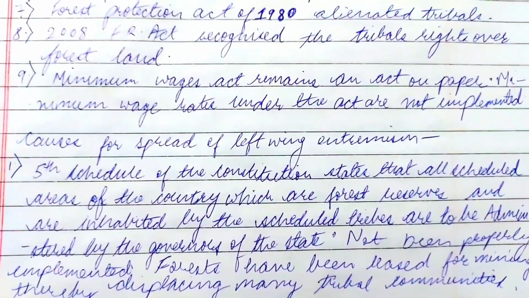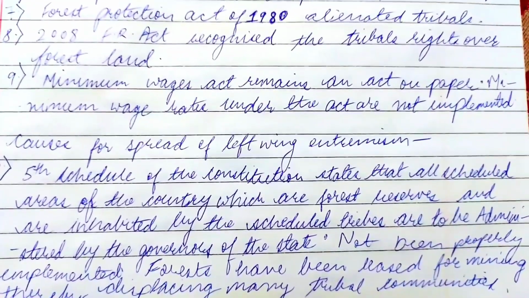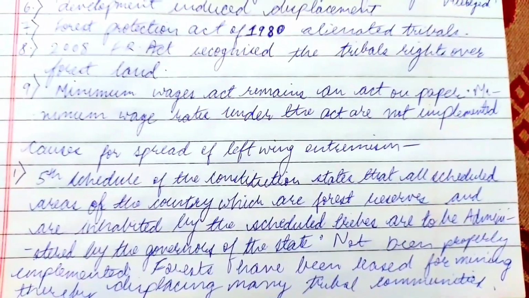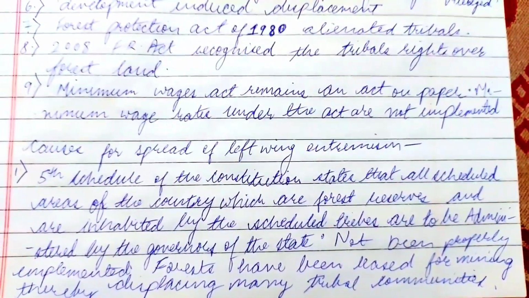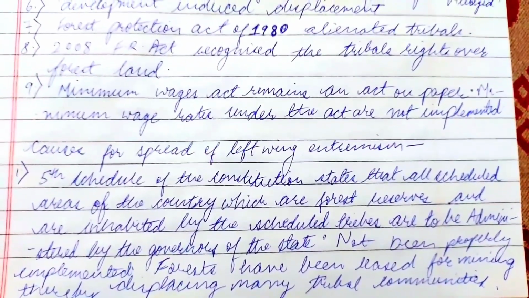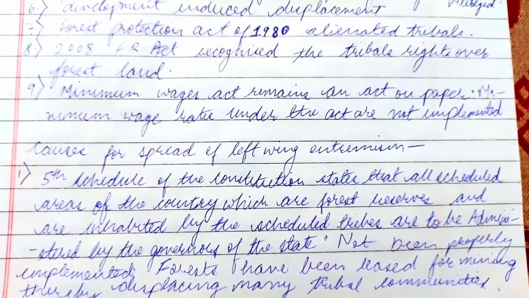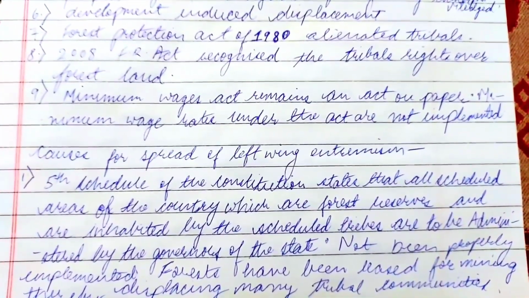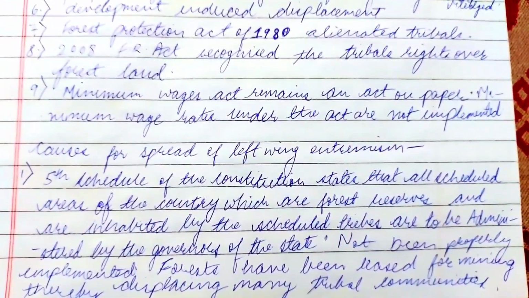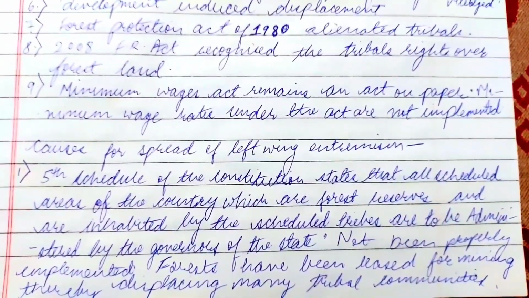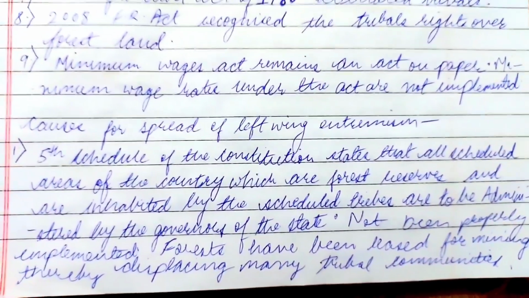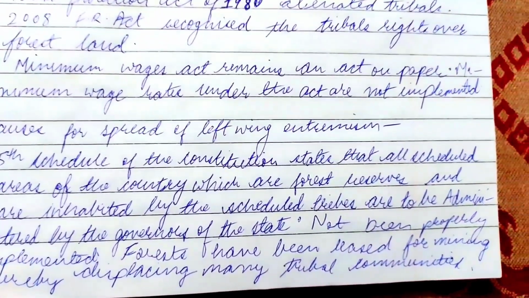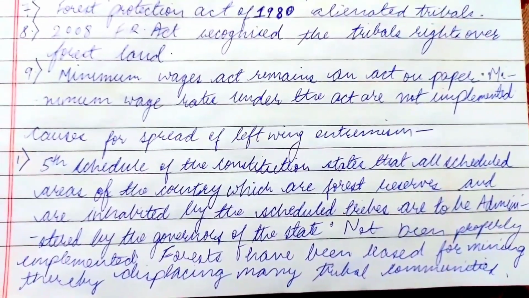The first cause for the spread of left-wing extremism is that you have to remember the Fifth Schedule of the Constitution states that all scheduled areas of the country which are forest reserves and are inhabited by the scheduled tribes are to be administered by the governors of the state. Some areas are in the Sixth Schedule. But this has not been properly implemented in many states, districts and areas. So forests have been leased for mining, thereby displacing many tribal communities.